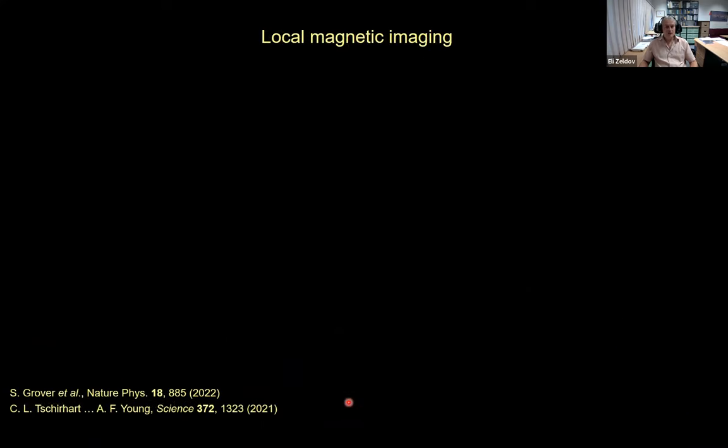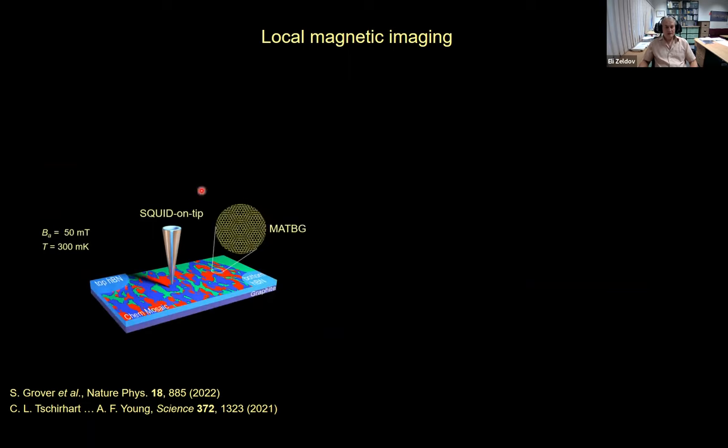So these were global transport measurements, conventional ones. So now we want to focus on our local imaging. So this is the schematic setup. This is our SQUID on tip. This is the sample, the magic angle graphene with top and bottom hBN with graphite backgate.